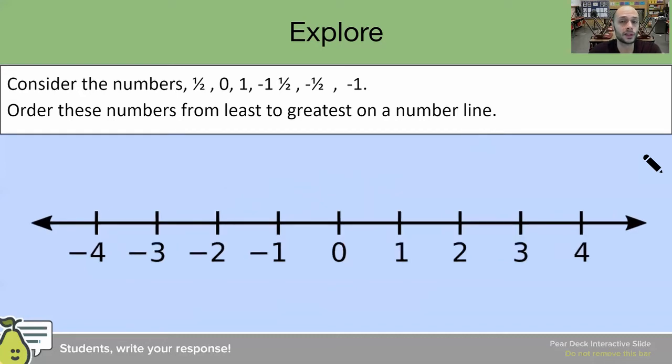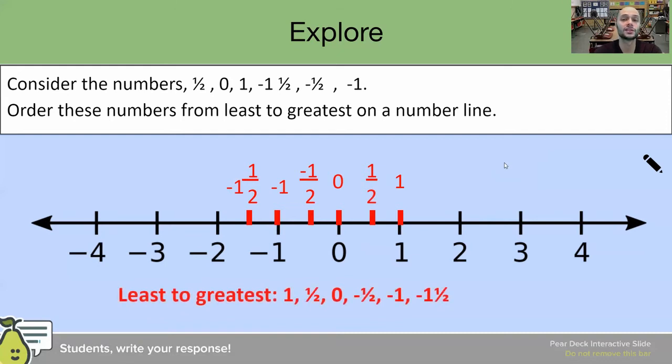Okay, so for this one, since you already had a chance to try this example on your own, we're just going to look at what the student did, and then we're going to pause the video and see if we can figure out what went wrong. Okay, so let's see. We're plotting 1/2, again, exactly between 0 and 1, so it's halfway to 1. We plotted 0, we plotted 1, we plotted -1.5, we plotted -1/2, and we plotted -1. And let's see what their final answer is.